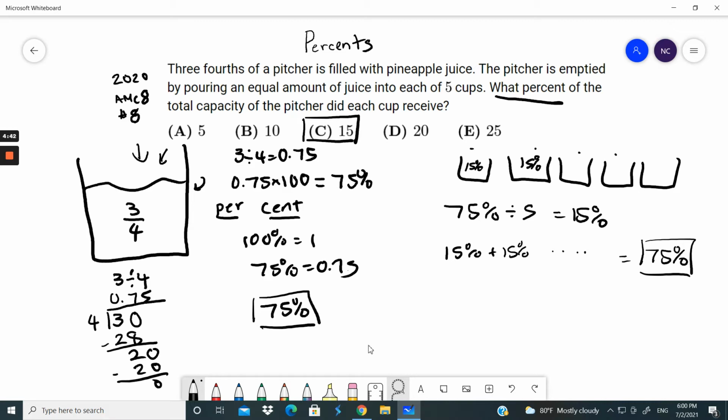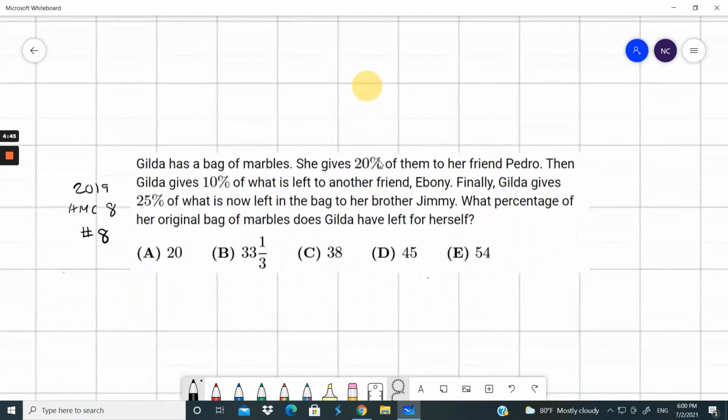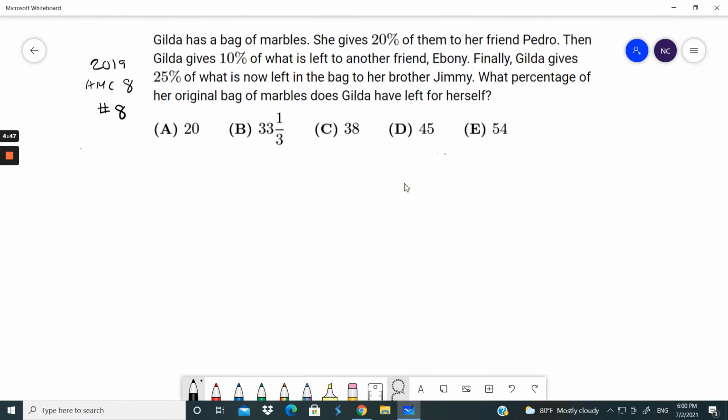Alright, we're moving on to the next problem. This problem was taken from the 2019 AMC 8, number 8. Gilda has a bag of marbles. She gives 20% of them to her friend Pedro. Then Gilda gives 10% of what is left to another friend, Ebony.